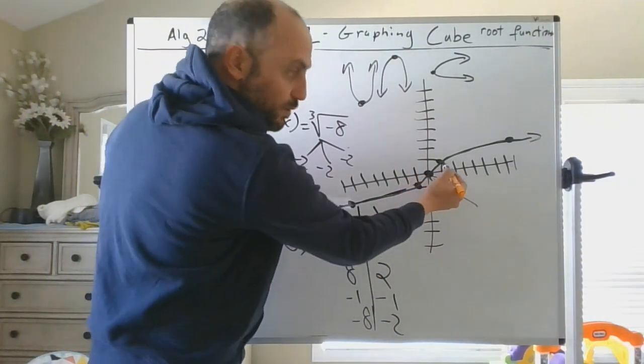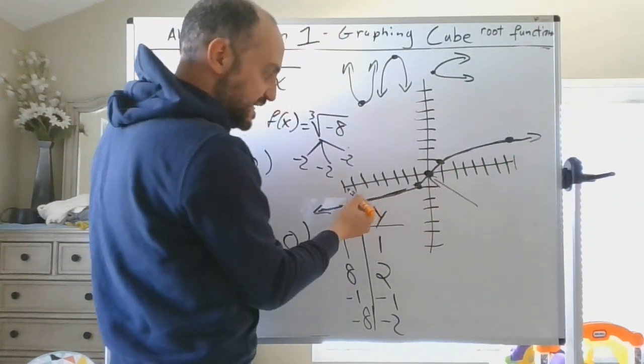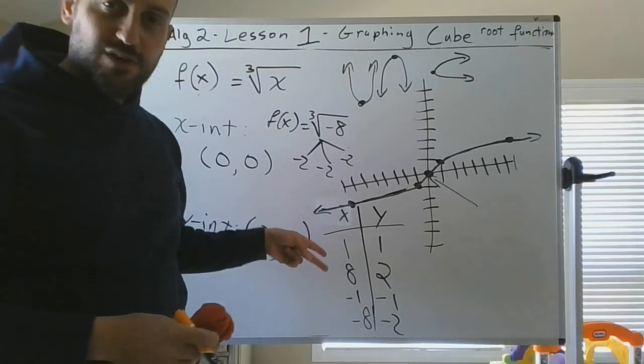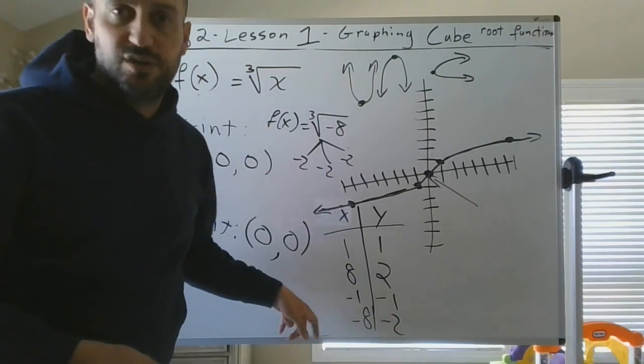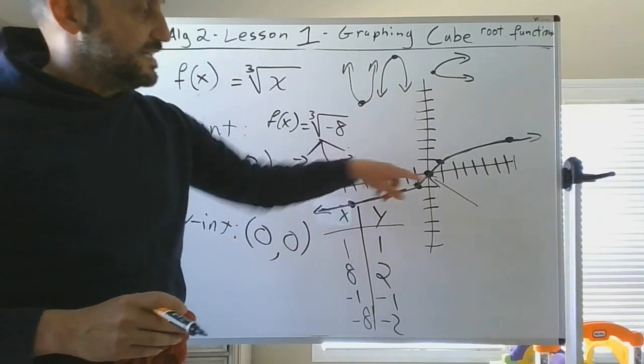So if I knew this was at 1, 1, guess what? This is at negative 1, negative 1. 8, 2, negative 8, negative 2. We were kind of able to figure that out. If I was actually just sketching this graph, I wouldn't go through all this trouble. I would just go, done. But just to let you know, that's what's called the point of inflection.